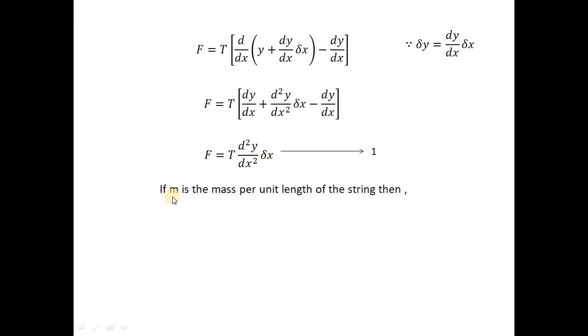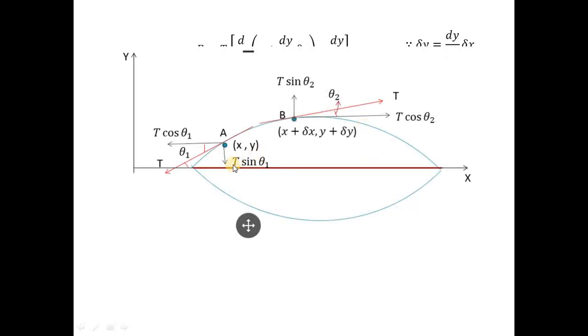Again, if we assume that small m represents the mass per unit length of the stressed string, then we can write mass of the element AB, which we have chosen, whose length is del x, is equal to mass per unit length into the length of the element del x. From the figure you can see this is the element del x of the stressed string.